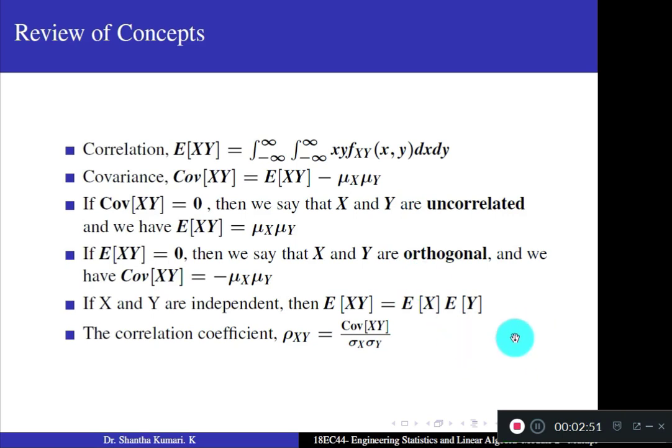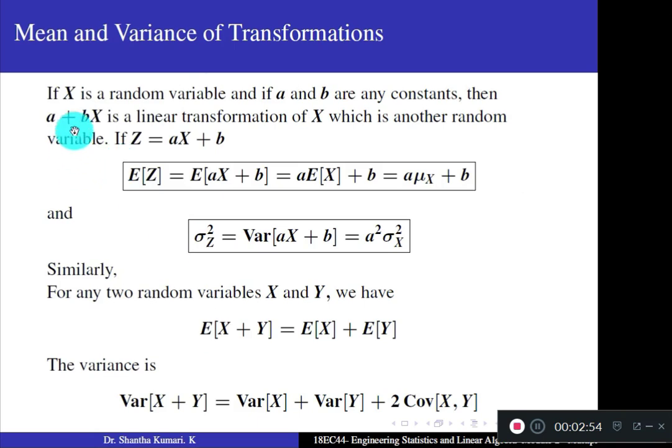Now let us go to the transformation. If you have x as a random variable with a and b as constants, then a plus b into x is a linear transformation of x. It is again a random variable. A transformation of x is again another random variable. If you denote this a plus bx as some z, you could also use y, but in this chapter we are using y as another random variable. In the case of a bivariate random variable, we take x and y as the notations. So to avoid that y, I am using z here.